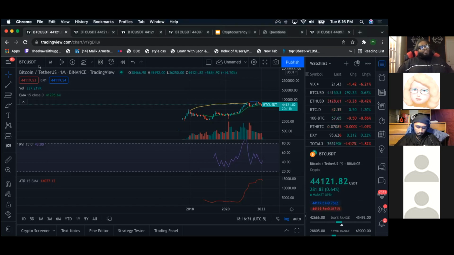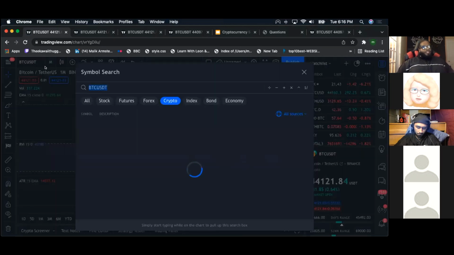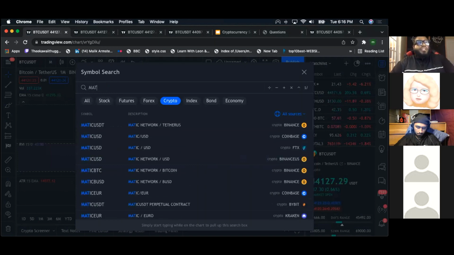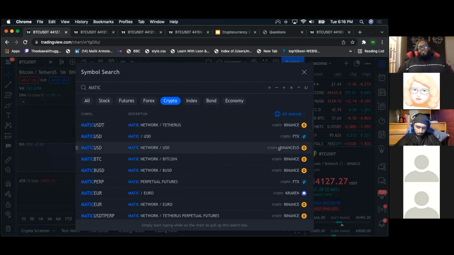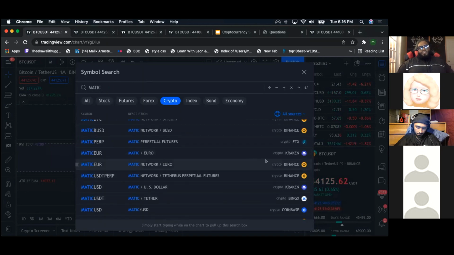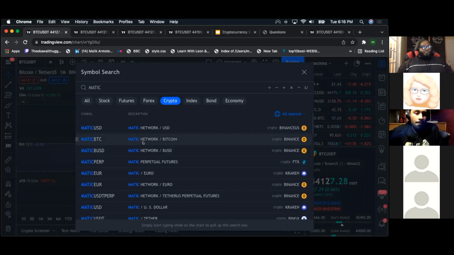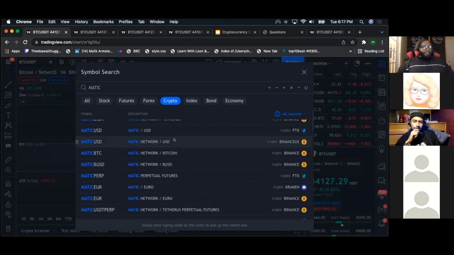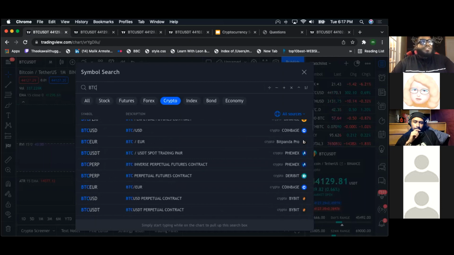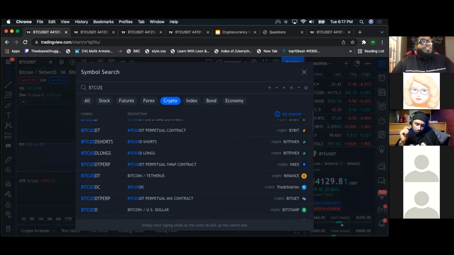You would just go to TradingView, go to the top left corner, and type in Matic. It will tell you all the different exchanges that Matic is traded on, and in addition, all the different pairs it's traded on. Here on the right column are all the different exchanges, and here are the pairs: Matic Euro, Matic BTC, Matic USD on Binance. That's why TradingView is so important. It's really the gold standard of the industry. So I'm going to put Bitcoin USDT back up here.